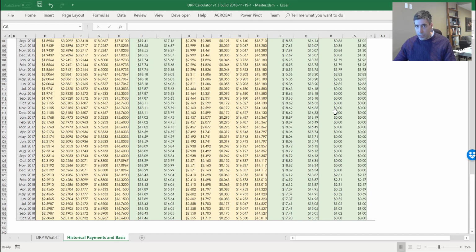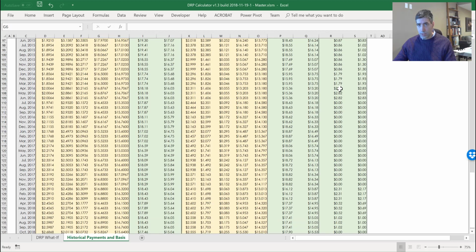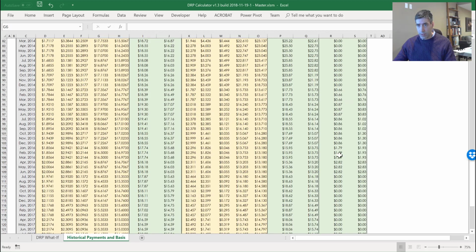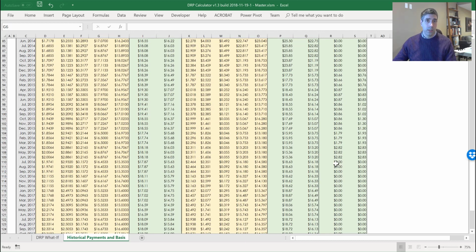Before that, there would be about, what is this, a year and a half of no payments. Before that, again, there would be a year and a half of positive payments. 66 cents, 89, 87, $1.79, $2.82. So it would have been decent help.